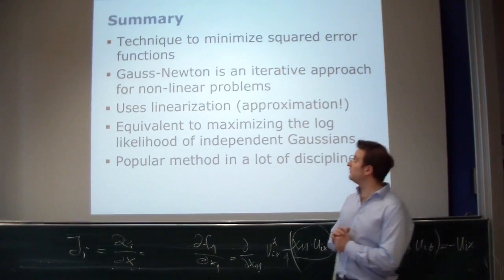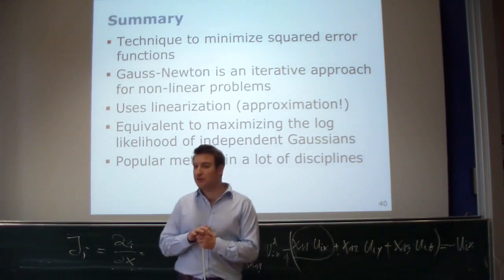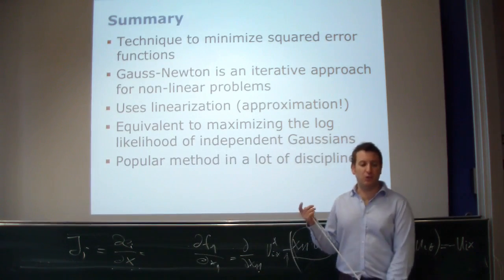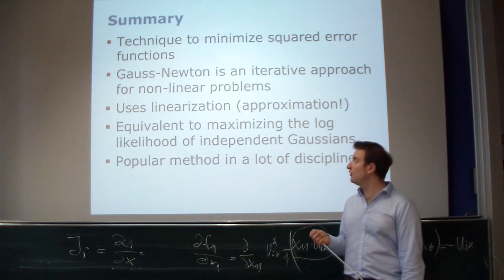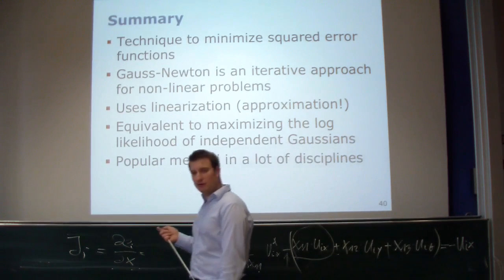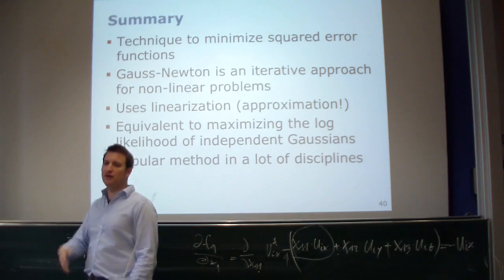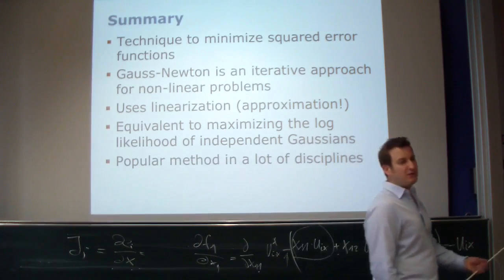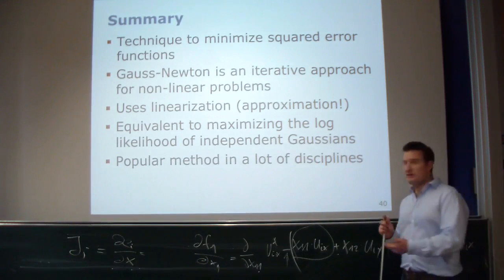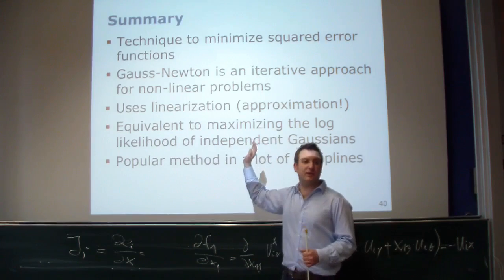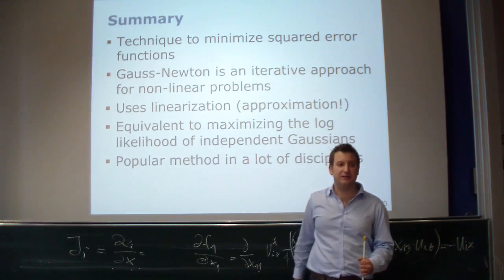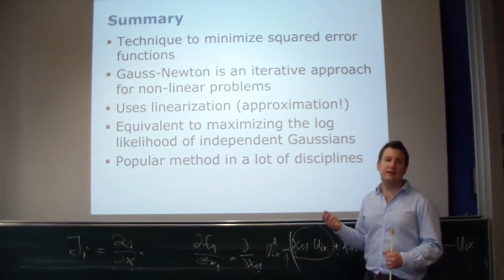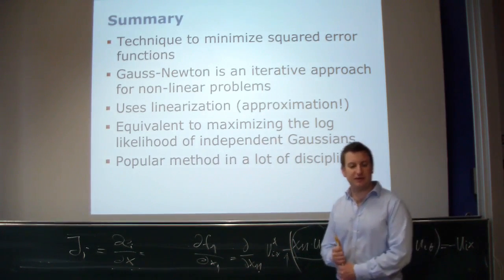Okay, so to summarize, what have we done today? I introduced the problem of least squares error minimization. I presented one technique, the Gauss-Newton approach, on how to address that problem, especially for nonlinear functions. Therefore, we need to linearize and need to iterate. The approach makes use of linearizations, and therefore it is definitely an approximation, unless I already have a linear function. And it is equivalent to finding the mode or the mean of our distribution if everything is a Gaussian.